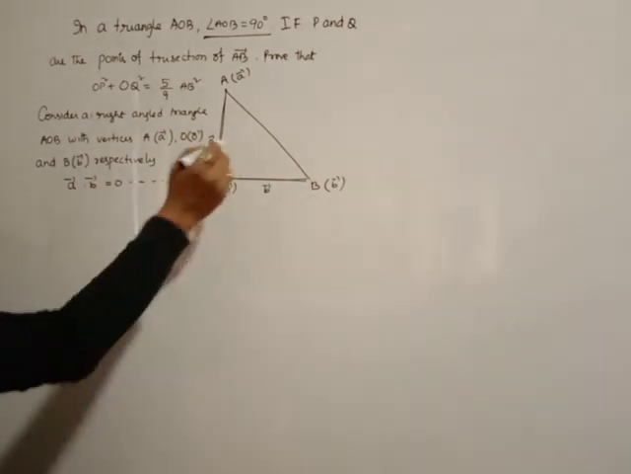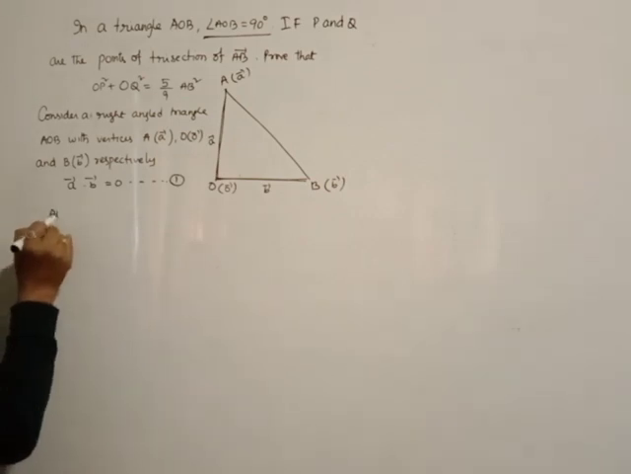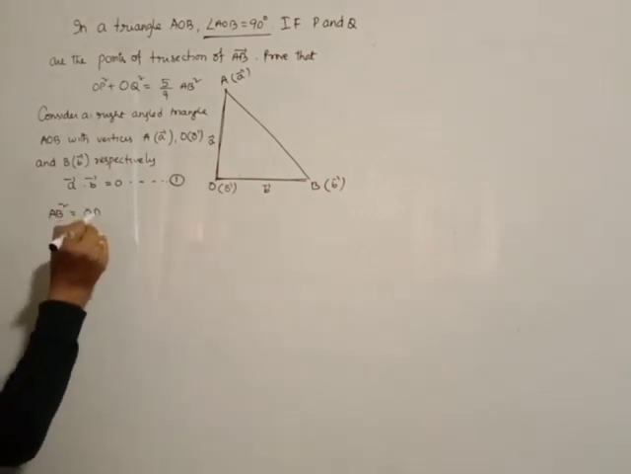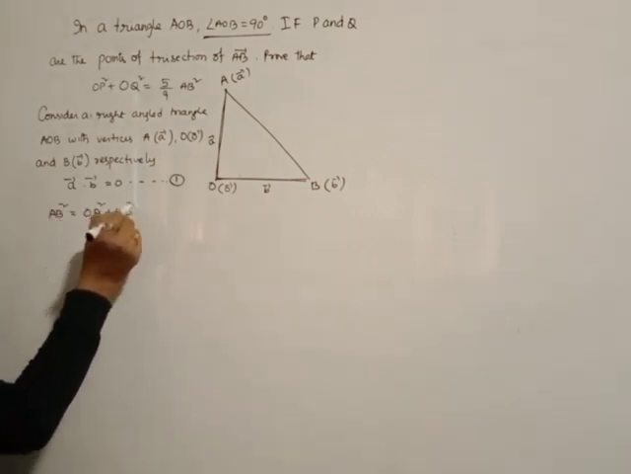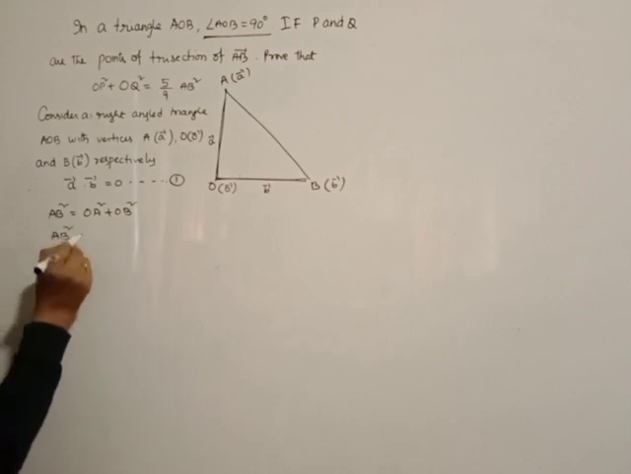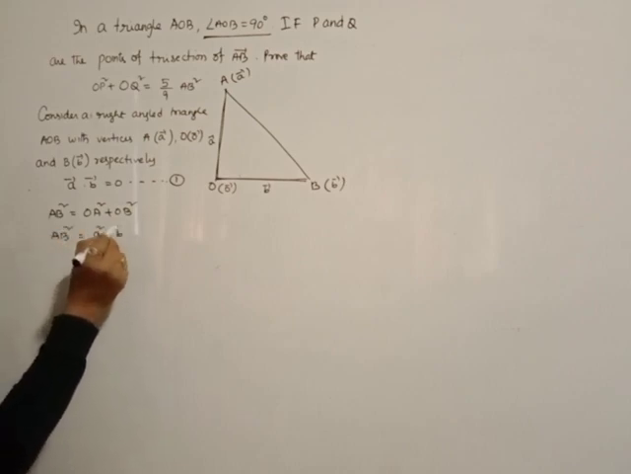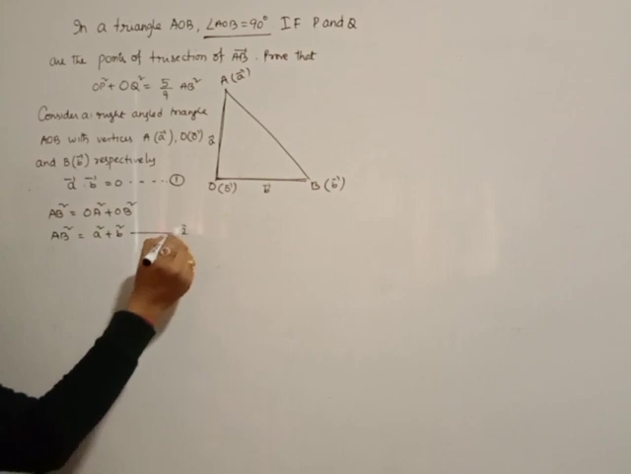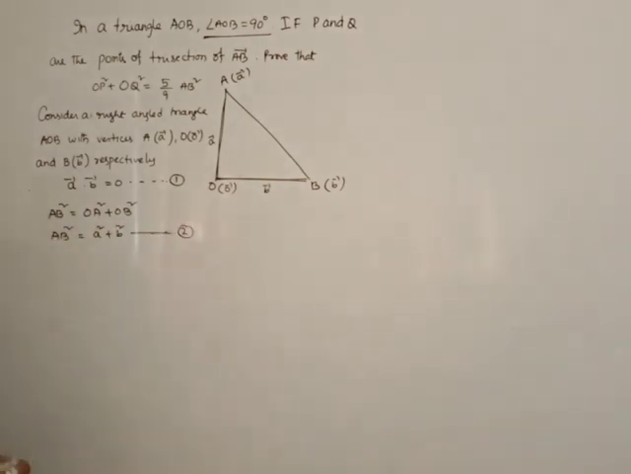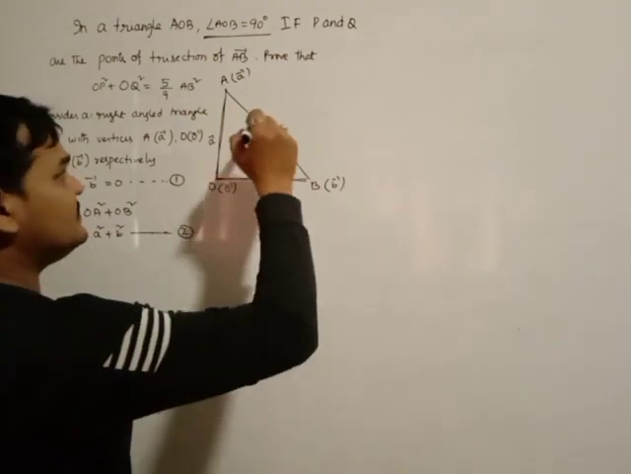And the second one, by Pythagoras law, AB square is equal to OA square plus OB square. So that is AB square is equal to A square plus B square, since OA square means A square and OB square means B square. This is the second condition I have taken. Okay. Now, what is given?